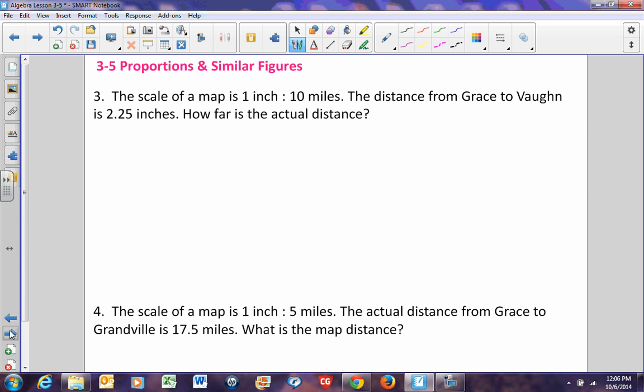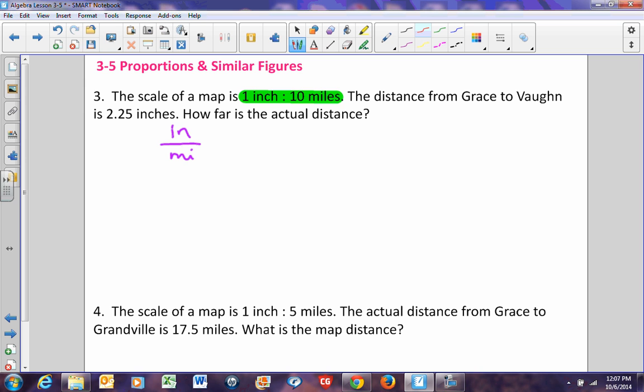Now, we can also do scales here. When we're working with scale models, you just need to make sure that you're keeping your map scales accurate. The scale of a map is 1 inch is equal to 10 miles. That's right here, 1 inch to 10 miles. The distance from Grace to Vaughn is 2.25 inches. How far is the actual distance? Okay, so we're going, whoops, that was a mistake. Erase that. We're going inches to miles.